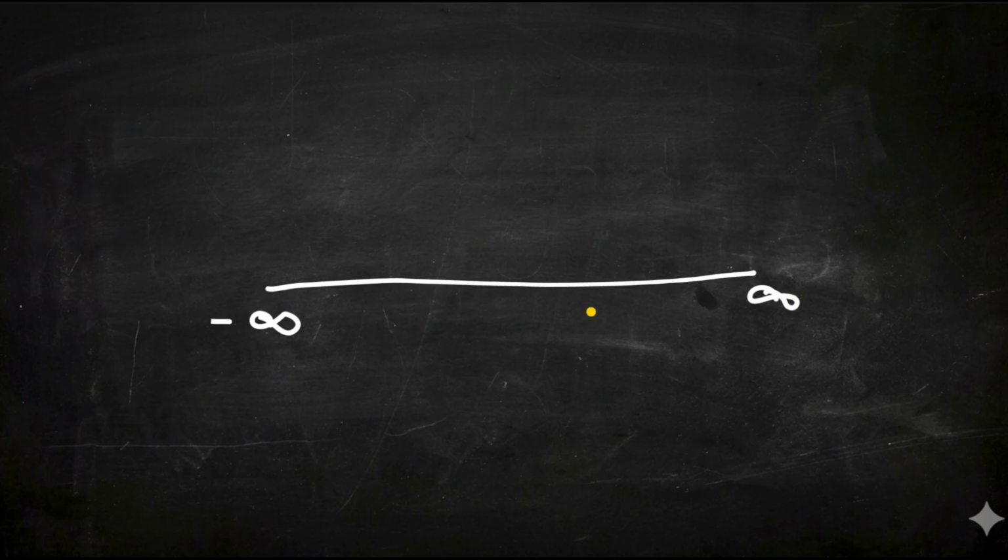Always. Okay, let's start with the simplest interval, all real numbers. That is every number from negative infinity to positive infinity. How do we write this in interval notation? We write it like this: open parenthesis, negative infinity, comma, positive infinity, close parenthesis. This means every single number on the number line is included.